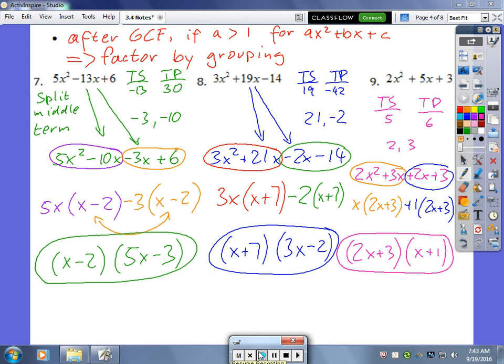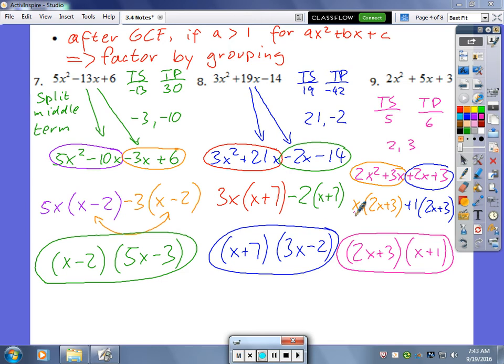Hopefully you also got the same thing here. Our target sum is 5, target product is 6, which gives us the numbers 2 and 3. These ones we're going to use to split our middle term. So now we got 2x squared plus 3x plus 2x plus 3. We are going to factor the first set. The first set only has x in common, and in parentheses remain 2x plus 3.